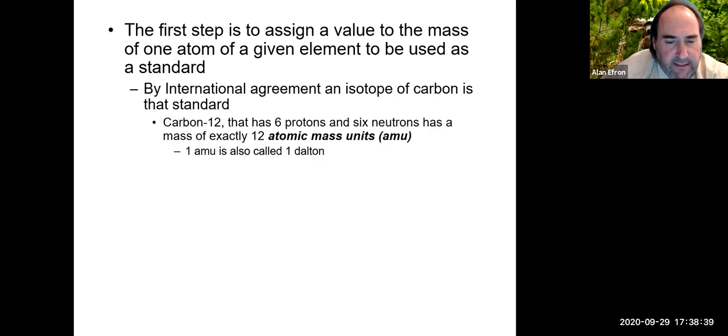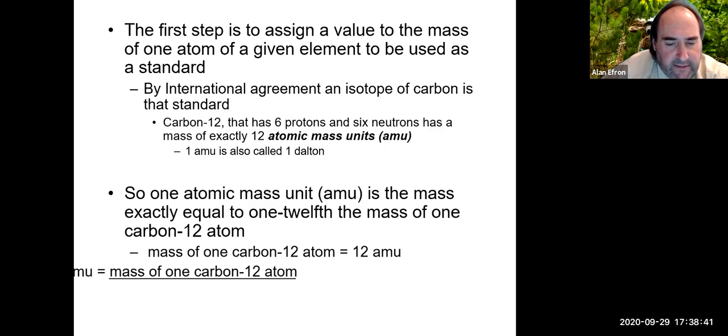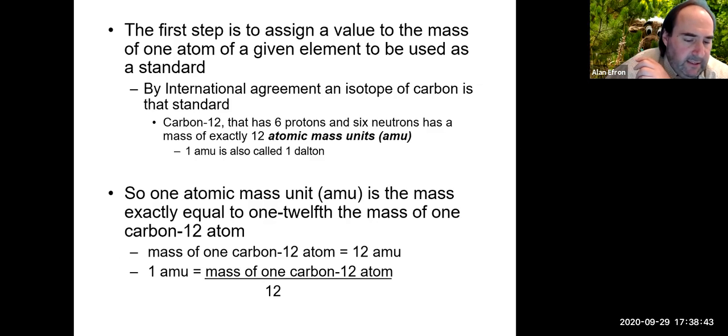As I mentioned, the carbon 12 is the isotope that they chose to use. They compared all the other atoms for the different elements to it and said, hey, this guy is only like 1% as massive as the carbon 12 isotope. This guy is like 20% as massive as the carbon 12 isotope. That's essentially how they came up with all those atomic masses that we see up there on the periodic table.